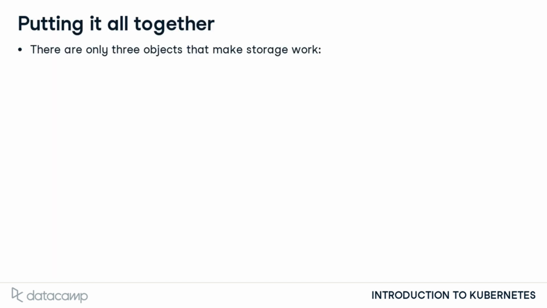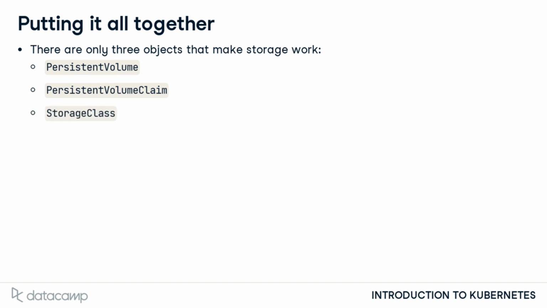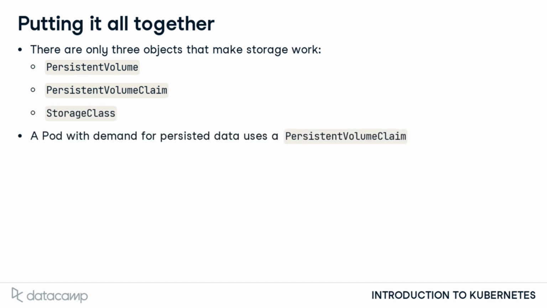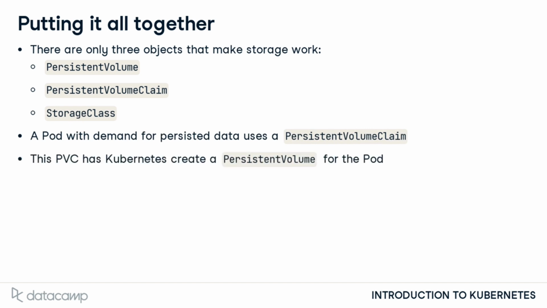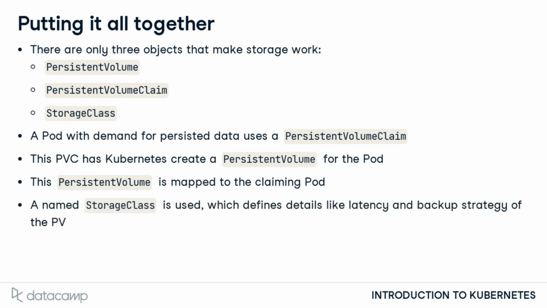Keep in mind that only 3 Kubernetes objects are involved in storage: persistent volume, persistent volume claim, and storage class. When we declare a pod that has demand for persistent storage, first we create a persistent volume claim. This PVC has Kubernetes create a persistent volume dynamically for us. Second, this persistent volume is mapped automatically to our pod. Our choice of storage class defines details like the availability and backup strategy of our persistent volume.